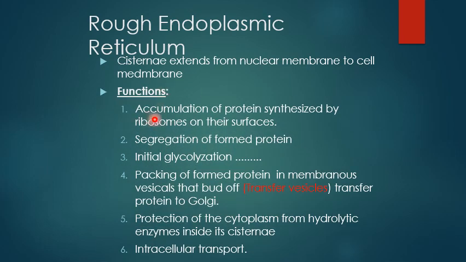Functions of the rough endoplasmic reticulum: accumulation of the protein produced by the ribosome, segregation of the protein, initial glycosylation by adding glucose, packing and releasing by budding from the rough endoplasmic reticulum in the form of transfer vesicles. Some of the enzymes produced inside the rough endoplasmic reticulum are hydrolytic enzymes, so their presence inside the tubules of the rough endoplasmic reticulum protects the cytoplasm from these hydrolytic enzymes. It is also important for intracellular transport.